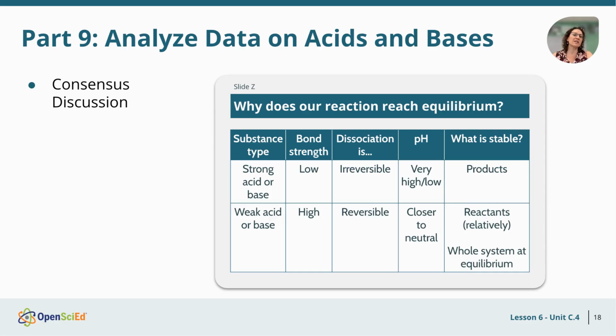The purpose of the consensus discussion in Part 9 is to help the students come to consensus that a reaction or a process like dissociation is reversible when the reactants have relatively strong bonds and are therefore relatively stable, while the substances that dissociate completely tend to have weaker bonds. Acids and bases that dissociate completely have more extreme pH levels.